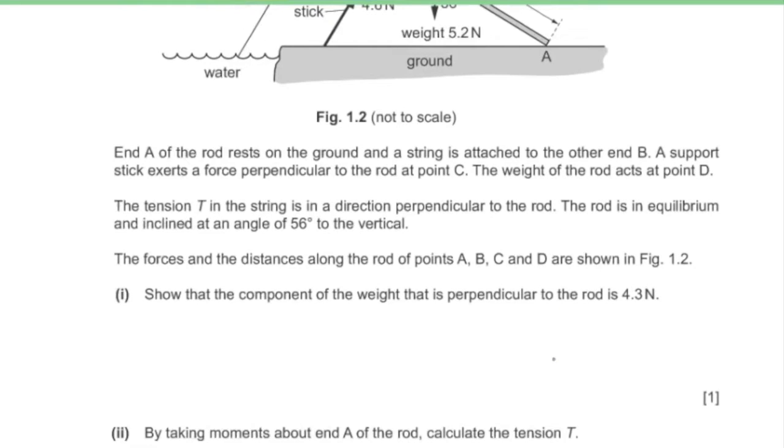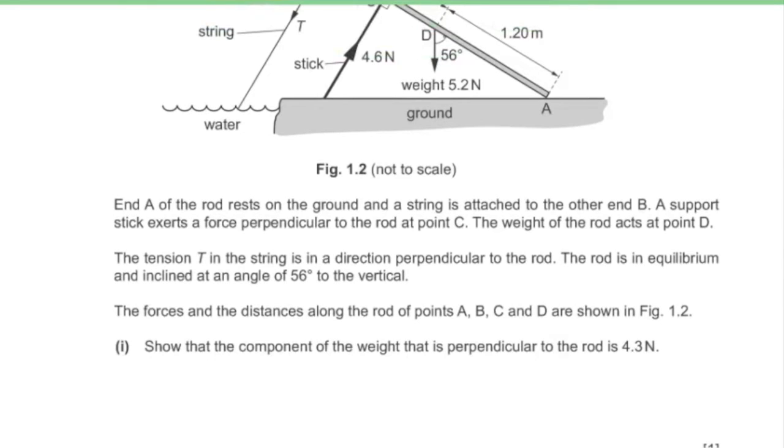Part 1, show that the component of the weight that is perpendicular to the rod is 4.3 newtons. So the component of the rod's weight that is perpendicular to the rod is this one. Here we have angle 90 degrees and this angle is 56 degrees. So the component of the weight that is perpendicular to the rod is 5.2 sine 56. This is equal to 4.3 newtons.